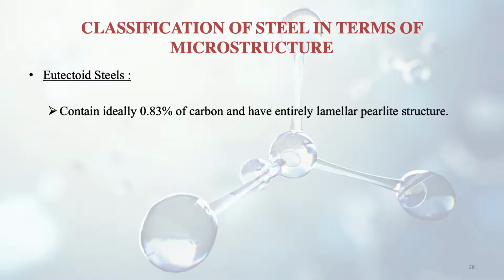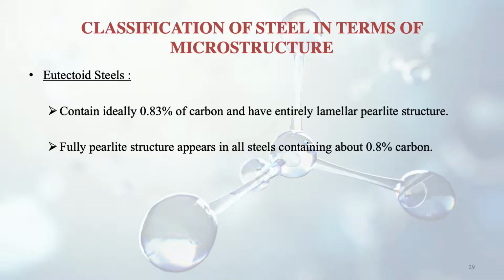So now we discuss the classification of steel in terms of the microstructure. There is a term known as eutectoid, and eutectoid steel is there. And what does it signify? It shows that ideally 0.83% of carbon is present in the steel, and it has an entirely lamellar perlite structure. Like I told you earlier, around 0.8% only perlite is present. So eutectoid steel is about 0.83% of carbon. Fully perlite structure appears in all steels containing 0.8% carbon.